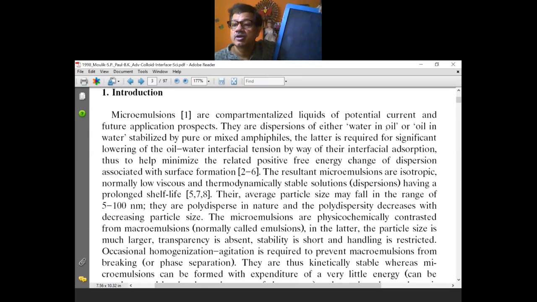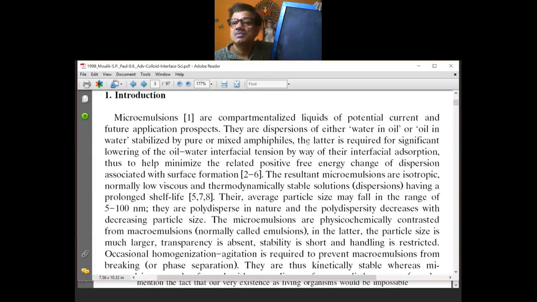Okay, children, welcome back. Now, last day we ended with the point that surfactants in solution can form aggregates. The surfactants form aggregates in solvent.